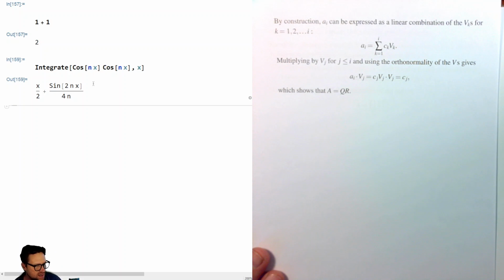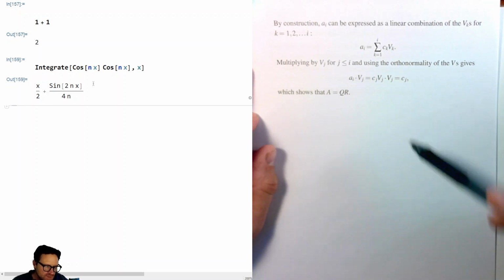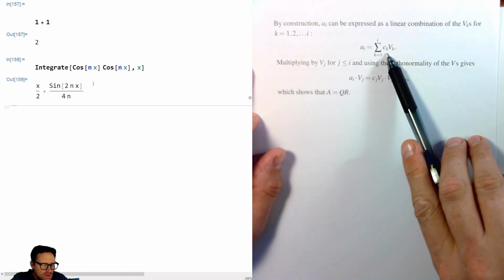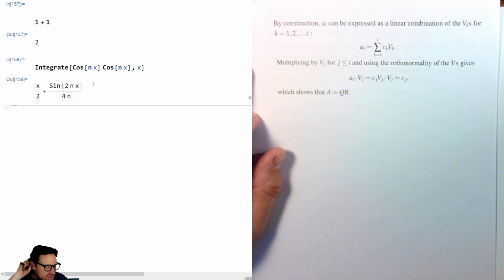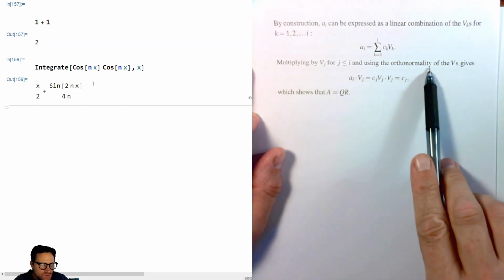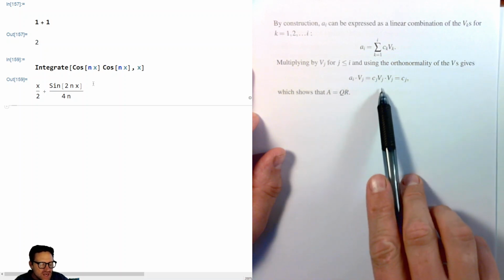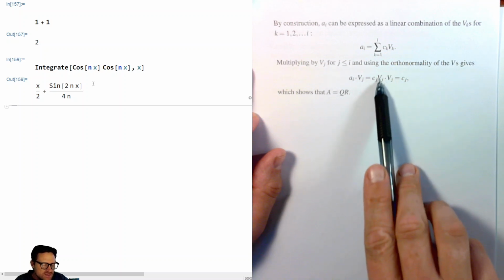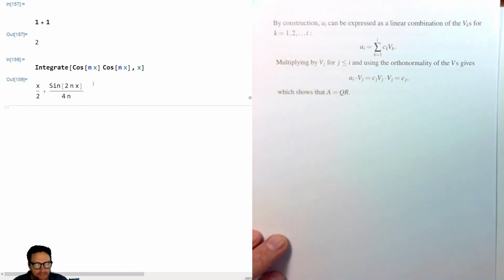By construction, Ai can be expressed as a linear combination of the Vk for k equals 1, 2 through i. Ai is this sum of scalar multiples of the Vk. Multiplying by Vj for j less than or equal to i, and using the orthonormality of the V's gives us Ai dot Vj is cj times Vj dot Vj, which is cj because this dot product is 1. And this shows us that A is equal to Q times R.